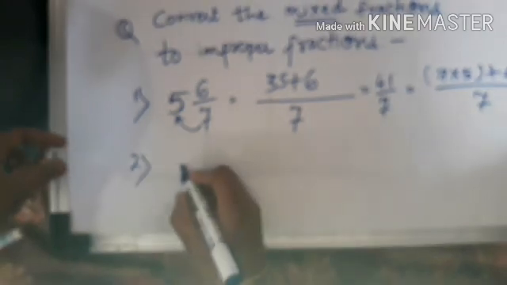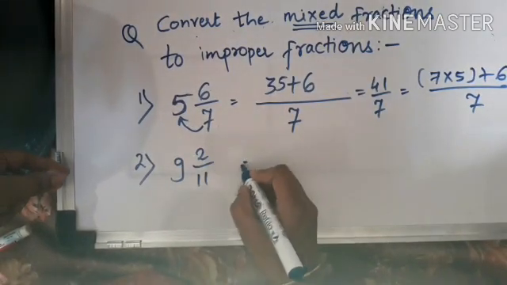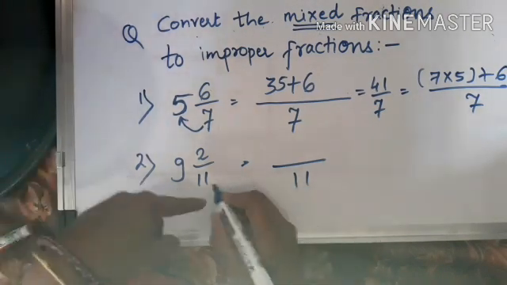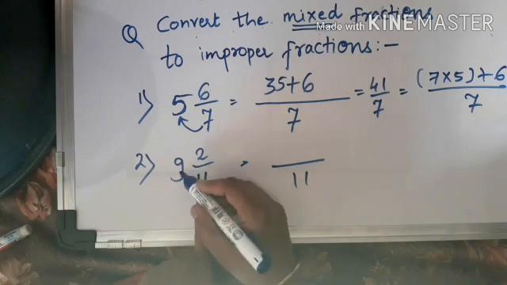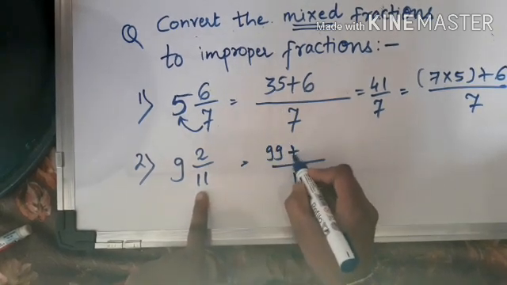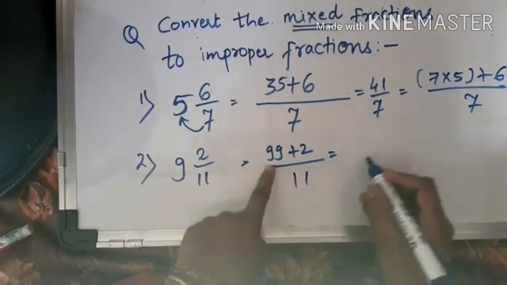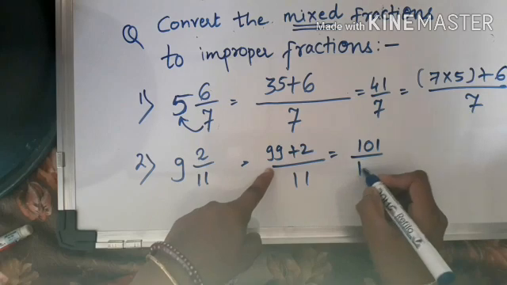Say the second question I am taking as 9 2/11. So here you can write 11 as it is given in the denominator. These two numbers you have to multiply. 11 nines are 99 plus 2, that is 101 upon 11.